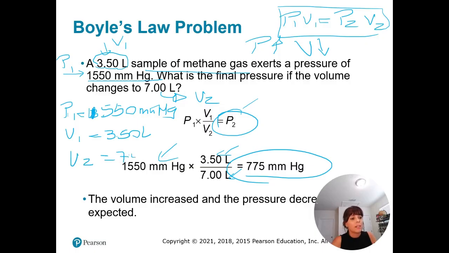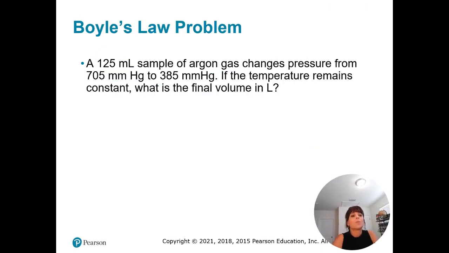So I have this over here, and I have a pressure 2 that you don't know. So first organize your data, then you apply the formula, okay? Let's do one more together. I have here a 125 milliliter sample of argon gas. It changes the pressure from 705 millimeters mercury to 385 millimeters mercury. If the temperature remains constant, what is the final volume in liters?